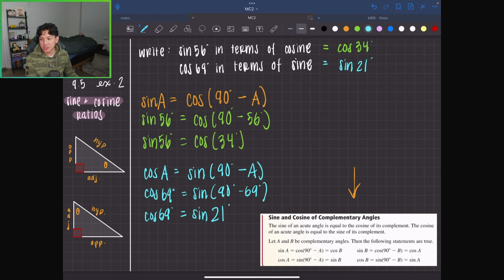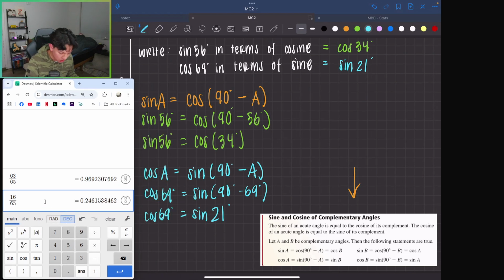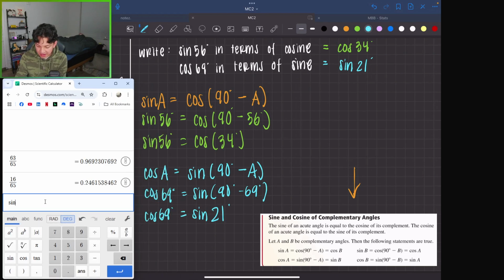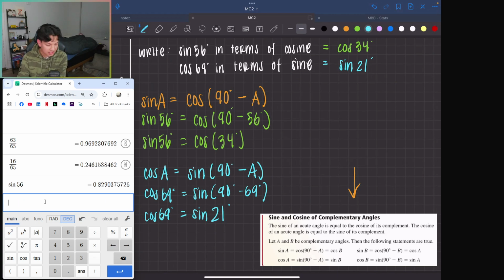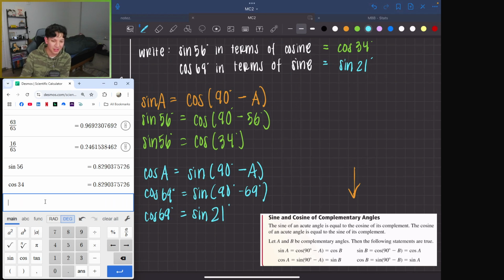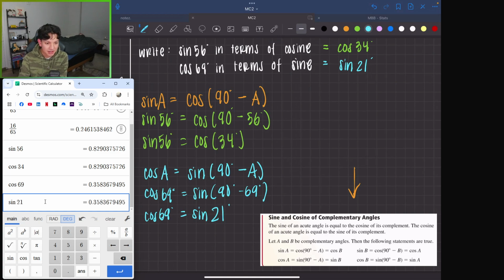And if we were to put this into a calculator, let's see if it equals each other. If I could find decimals, there you go. So let's see, sine of 56 is 0.829. And let's see, the cosine of 34 is the same exact value. All right, let's try it for the other one. Cosine of 69 is 0.358. So the sine of 21 is also 0.358. So that's how we can change sine into cosine and from cosine into sine.